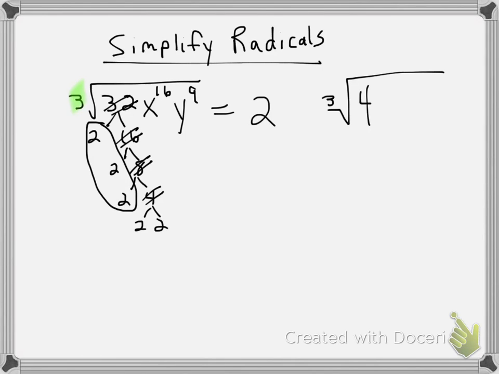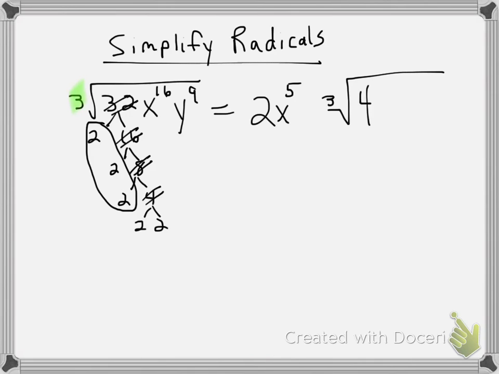Now, the next part is the same thing. I've got all of these x's. I have 16 of them. I want to see how many sets of 3 I can create. So we're basically trying to see how many times 3 goes into 16. All right? And if you do that properly, you're going to end up getting 5. So x to the 5th.